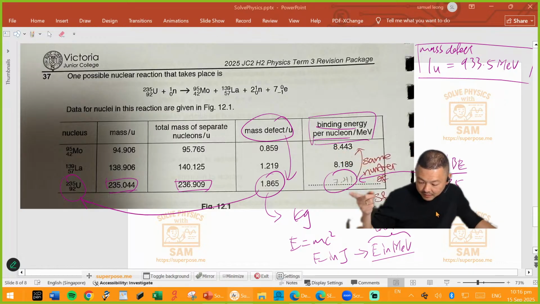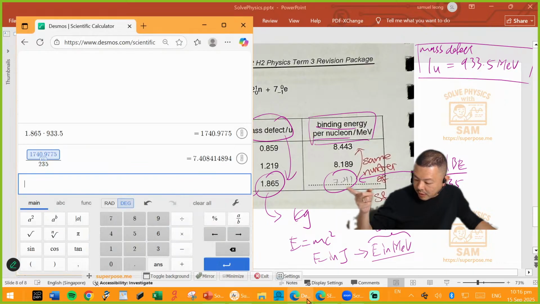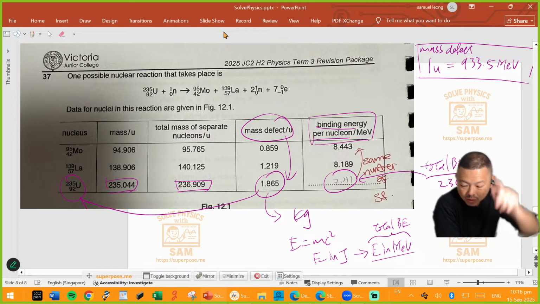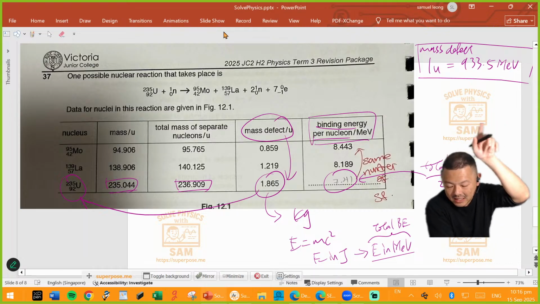But same number of SF, so that means you should have written 7.408. Yeah, good. That one is good for checking. Easy to use for checking.